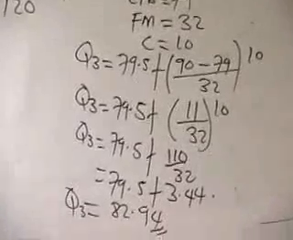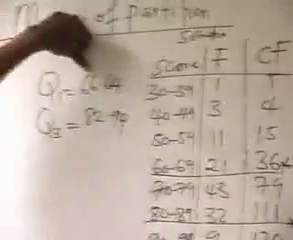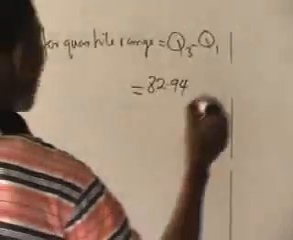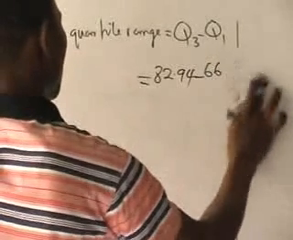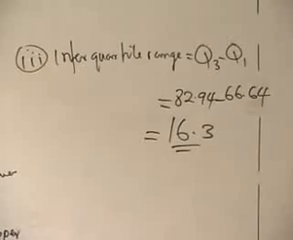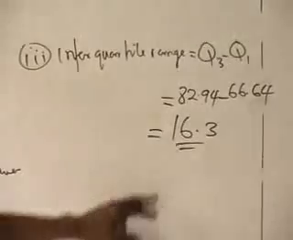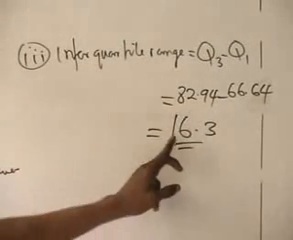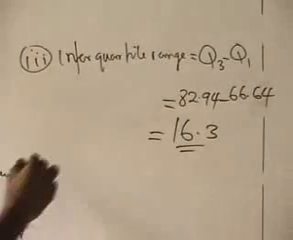The next thing we are going to do is find the interquartile range. So Q3 is 82.94, we have written it before and it's still down; we have not cleaned it. Then our Q1 is 66.64. So 82.94 minus 66.64 is our final answer. This is just giving us the interquartile range. This minus this gives us 16.3.